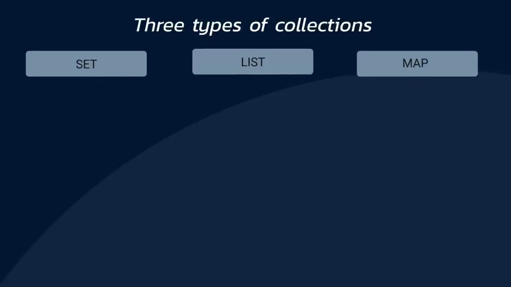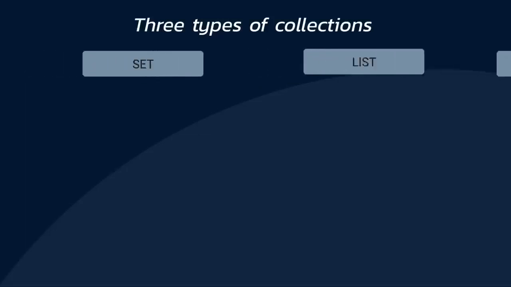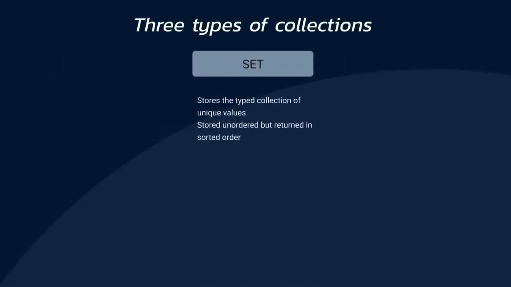Let's begin with the first collection type, set. It is a list that stores the typed collection of unique values. It is stored unordered, but it gives back the data in a sorted order. Let's look at an example of set.